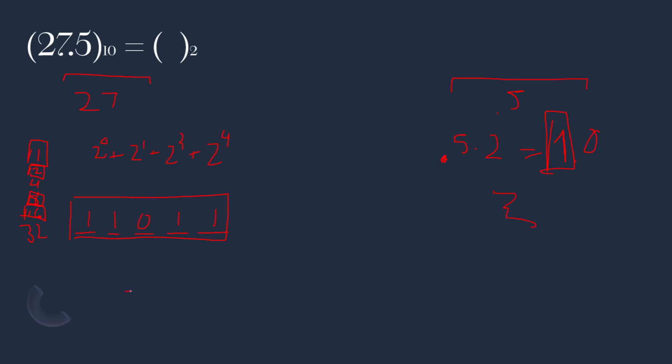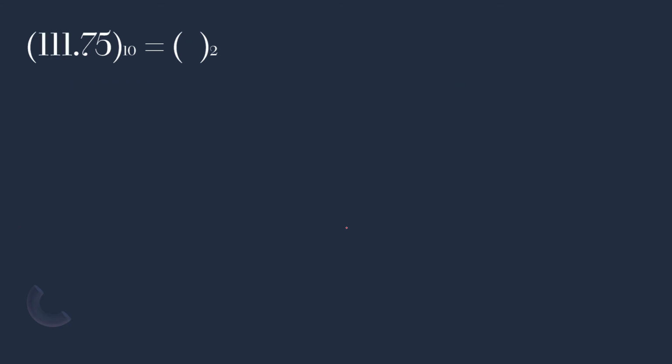So our answer is: 27.5 in binary is 11011.1. We take that 1, put it right here, so we join them back together. So that's what it is in base 2. Easy enough. So let's do that one more time.